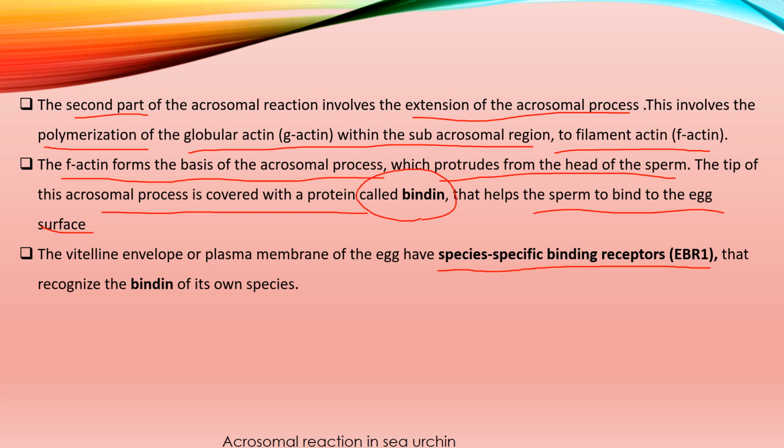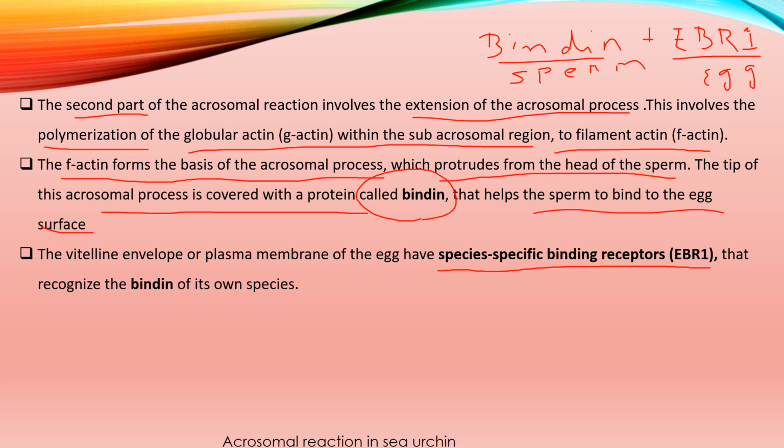The sperm acrosome has a protein called bindin. Bindin binds to EBR1. The bindin is present in the sperm, whereas EBR1 we will find in the vitelline membrane of the egg.